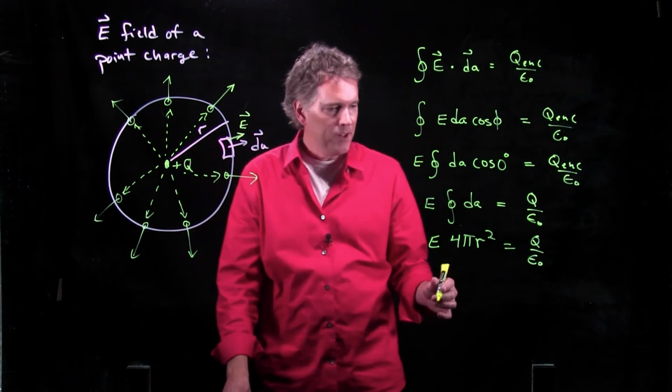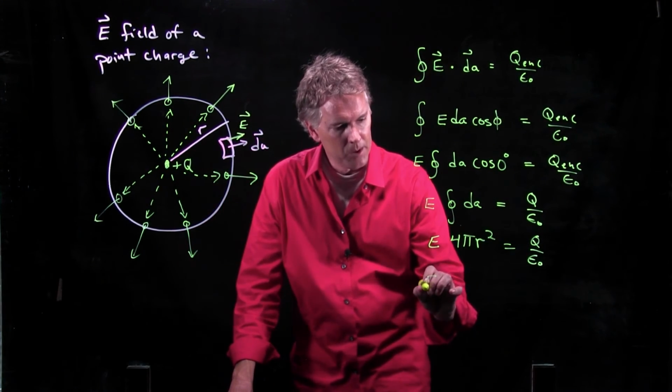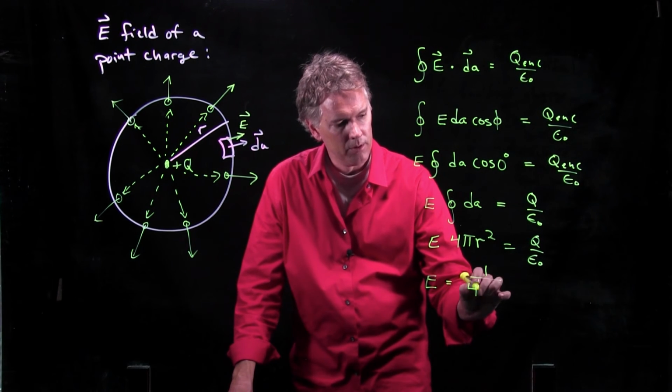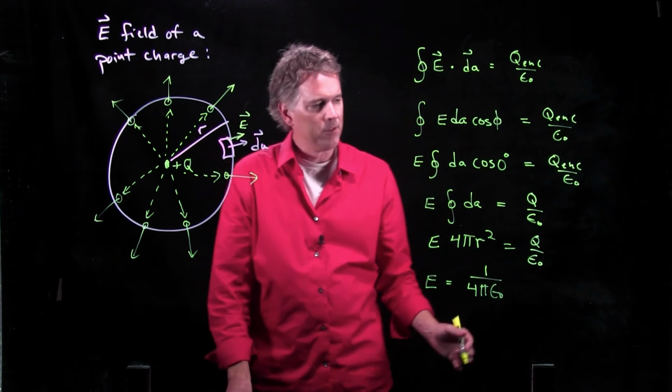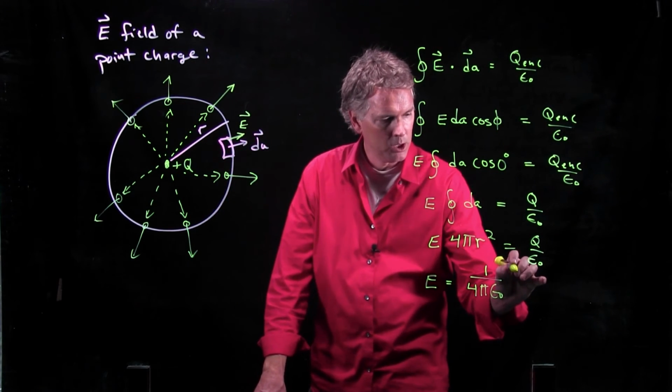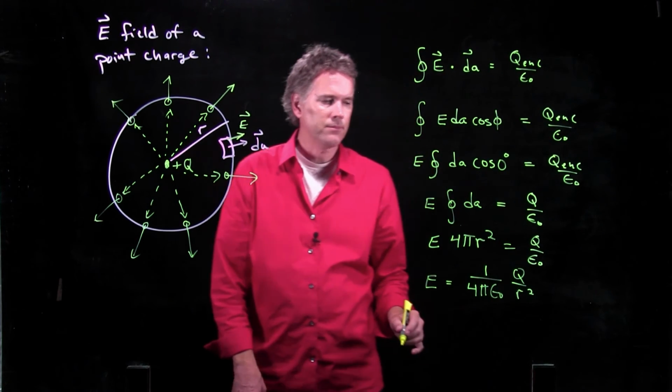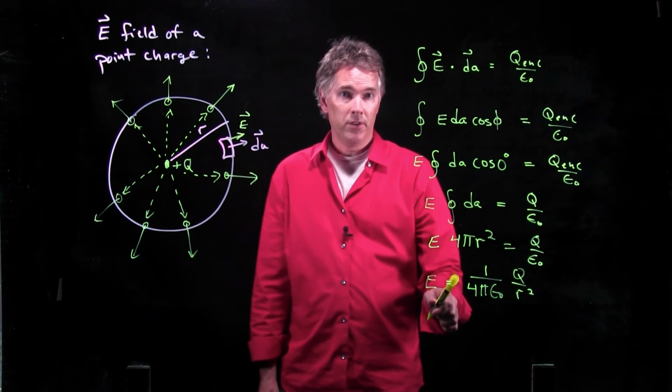And now we are basically done. We just have to divide, and we get E is equal to 1 over 4 pi epsilon naught times q over r squared. And that's the electric field of a point charge.